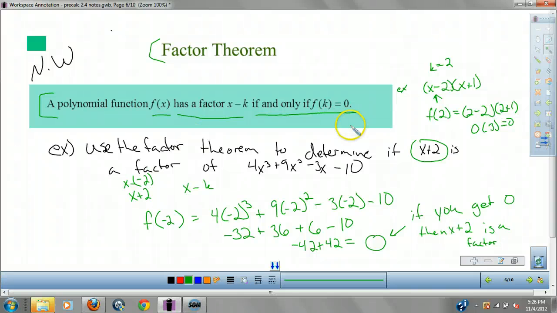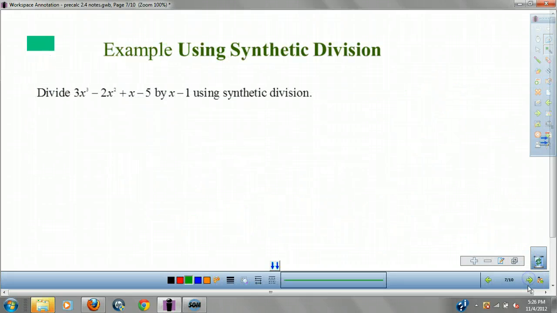Going onward and forward. We're going to talk about synthetic division. Now, synthetic, you might be thinking, is that fake division? It kind of is. I really like synthetic division because it's quick, it's easy, but you don't see why it works. That's why some people don't like it.